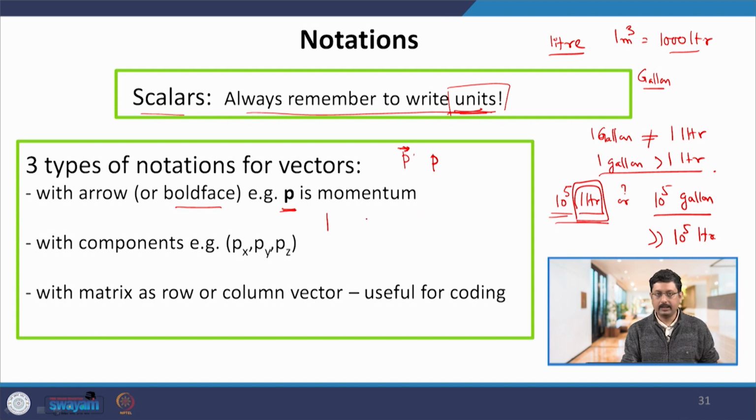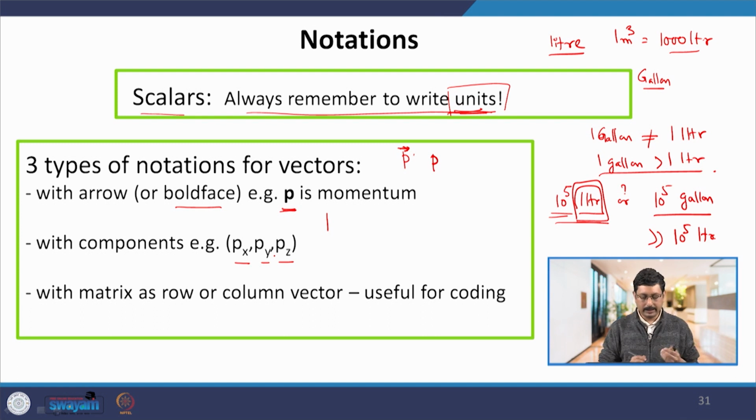Then sometimes these vectors are represented in terms of the components. For example, in 3-dimensional space, the momentum has 3 components, you need 3 independent numbers to describe momentum. So, these numbers are, let us say, the x component, y component and z component. So, they are denoted by px, py and pz.